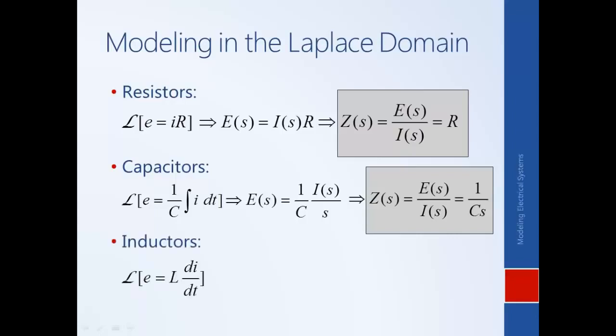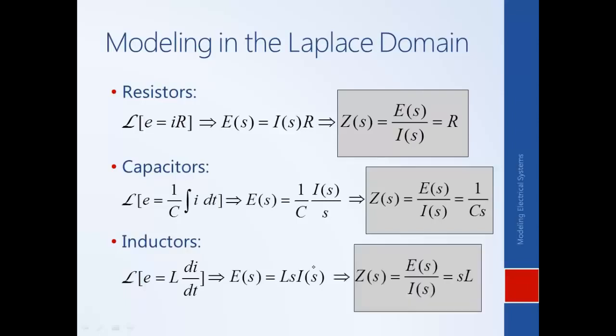Finally, we perform the same sort of action for an inductor. Voltage is equal to inductance times the time rate of change of current. Recall the property that differentiation in the time domain becomes multiplication by s in the Laplace domain. We divide through by I of s to get that complex impedance is equal to s times L.